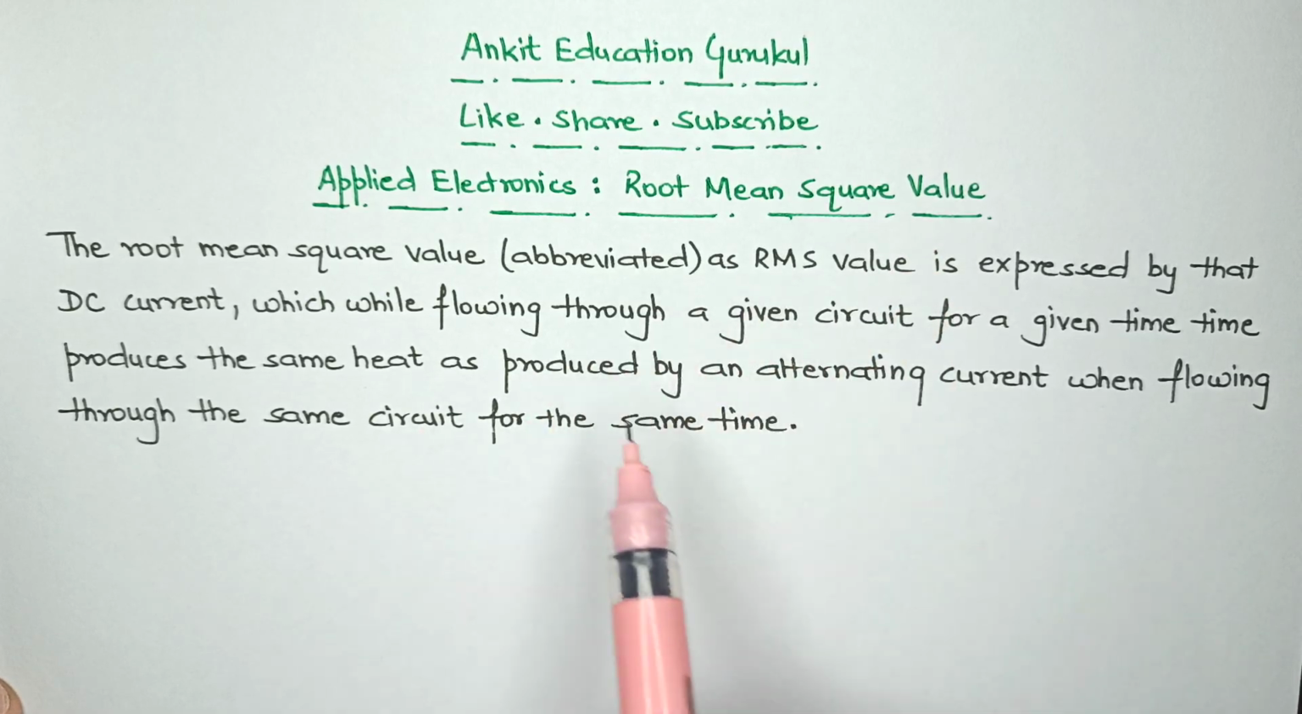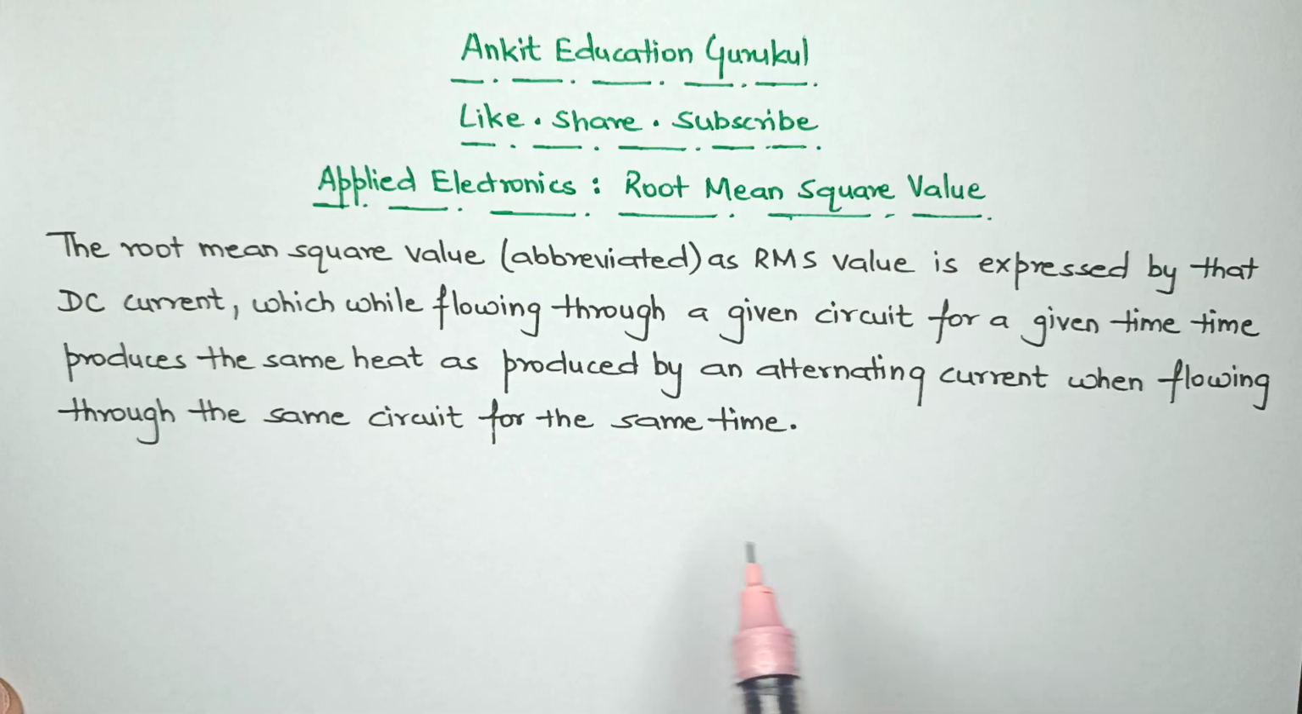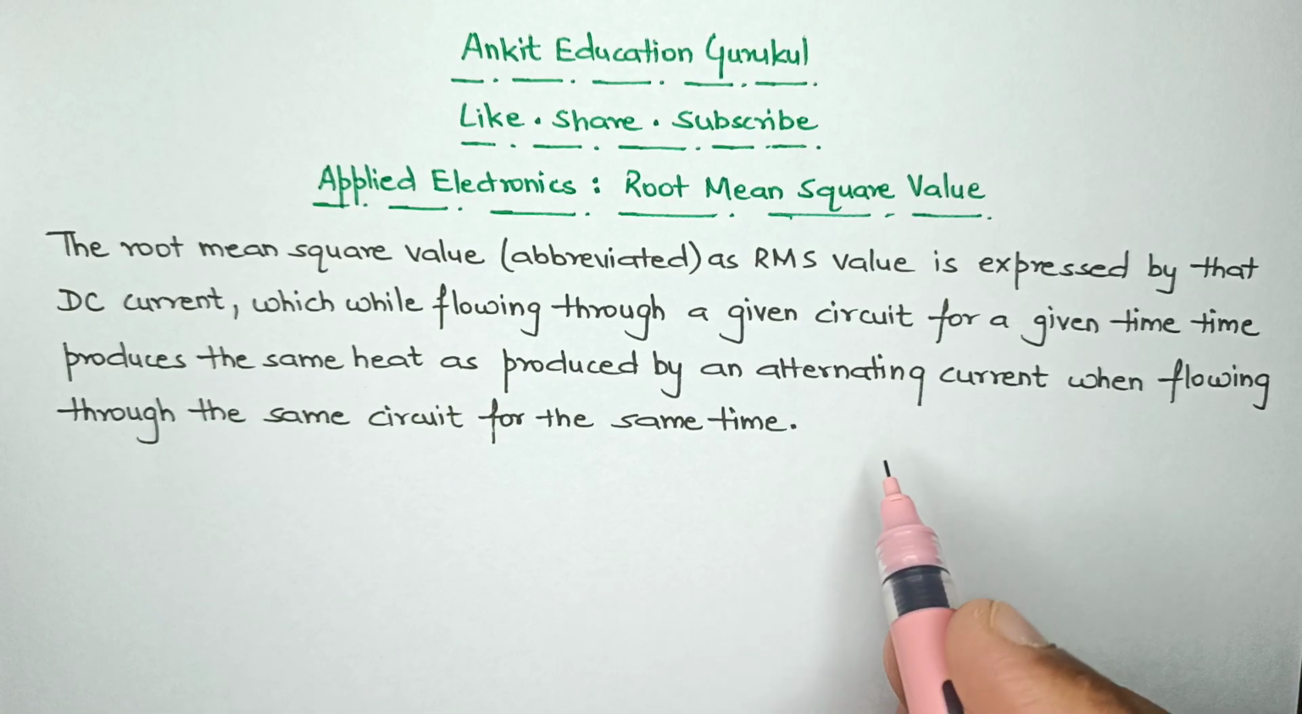from applied electronics, that is the root mean square value of the alternating current. So basically the definition I've given here, but before going to this definition, let us discuss in a very simple diagram what basically is the meaning of the RMS value.